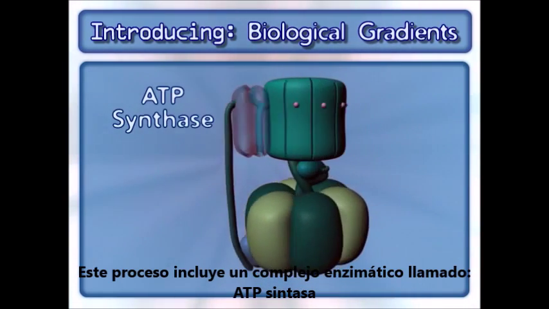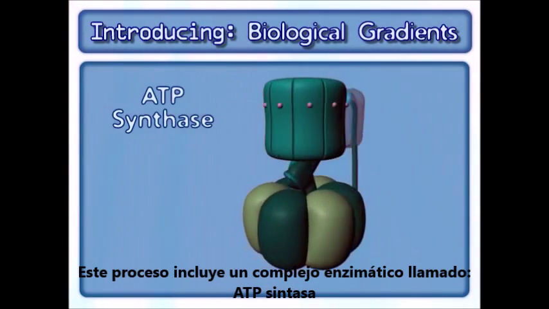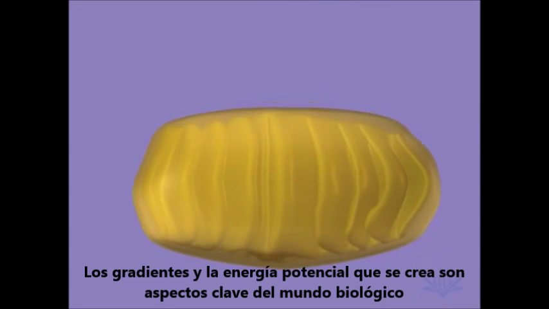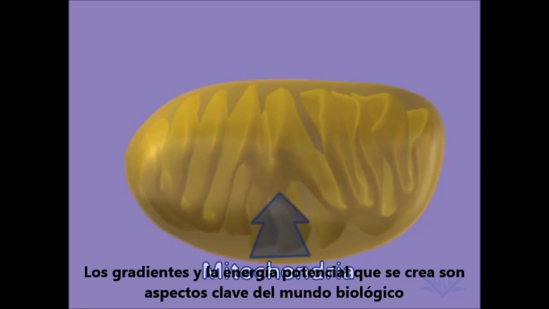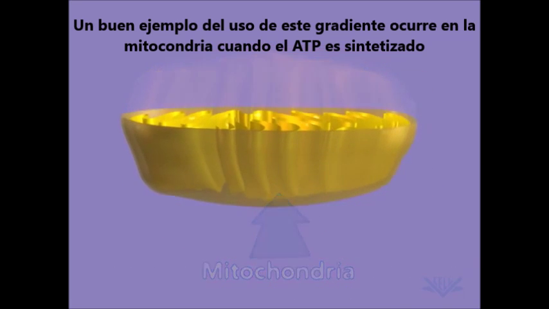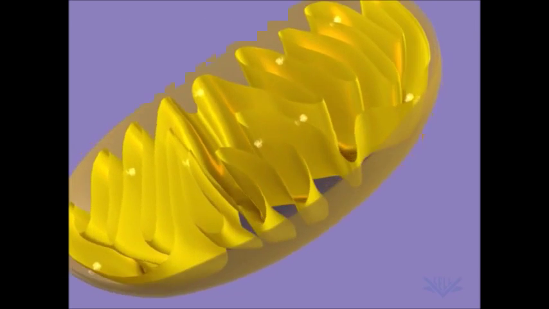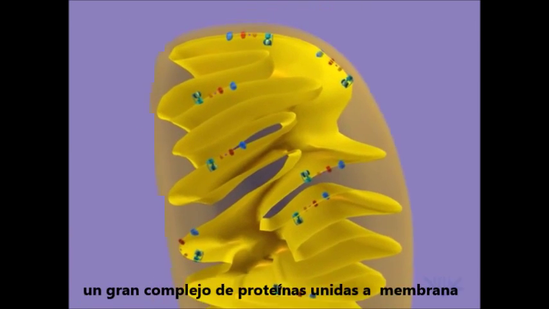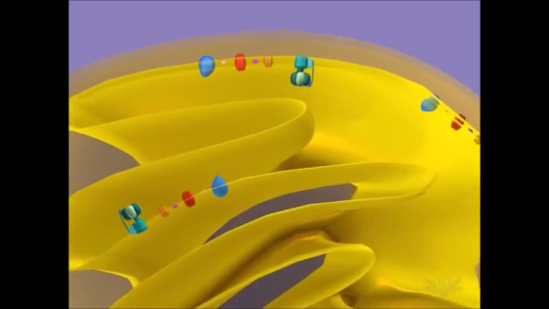This process involves an enzyme complex called ATP synthase. Gradients and the potential energy they create are key aspects of the biological world. A good example of the use of a gradient occurs in the mitochondria when ATP is synthesized. ATP is synthesized by ATP synthase, a large complex of membrane-bound protein.